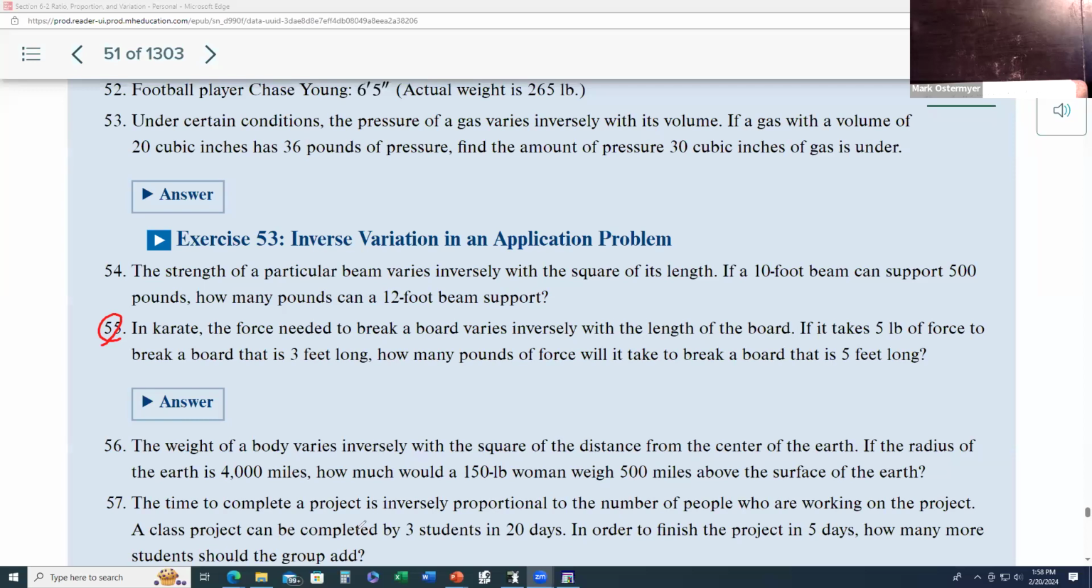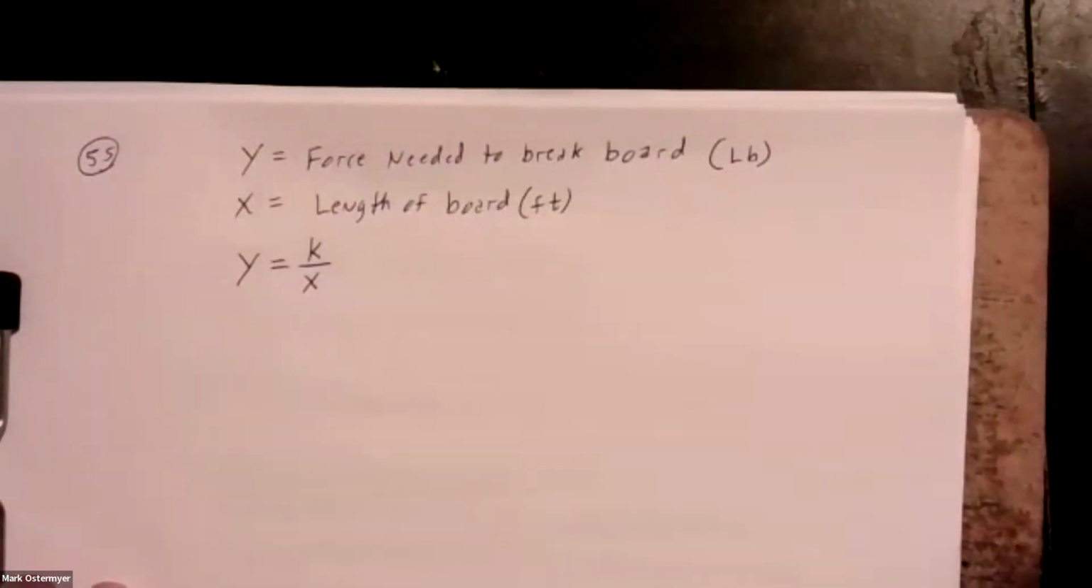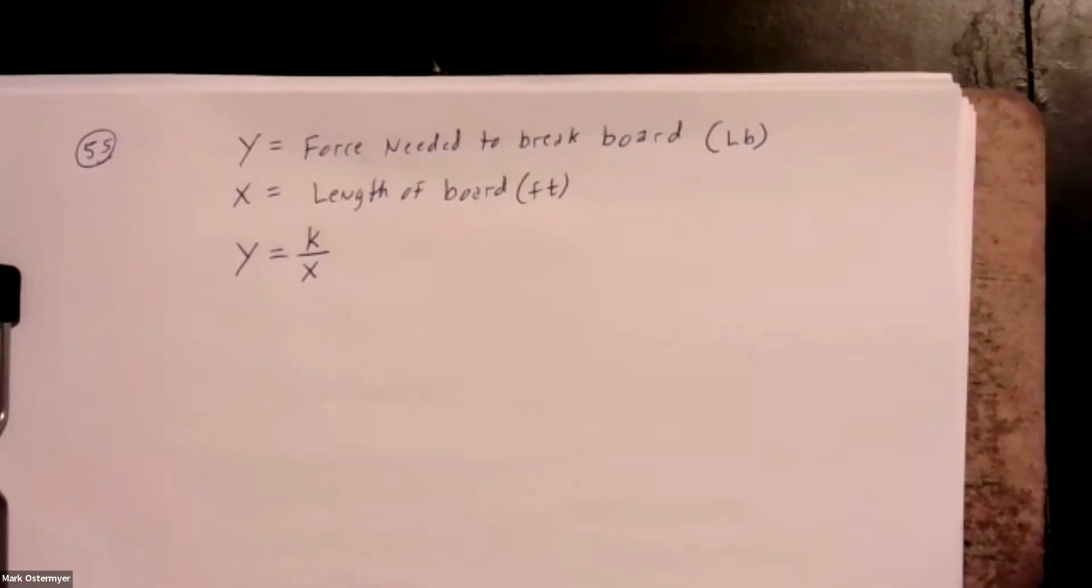If you're still hung up on this, this might give you a little jump start, so maybe you want to start developing your equation this way. Y will be the force needed to break the board, X will be the length of the board in feet. We have an inverse variation between force and length, so Y is equal to K over X. Now maybe that'll give you a jump start. See if you can use that to propel yourself to answer this question.